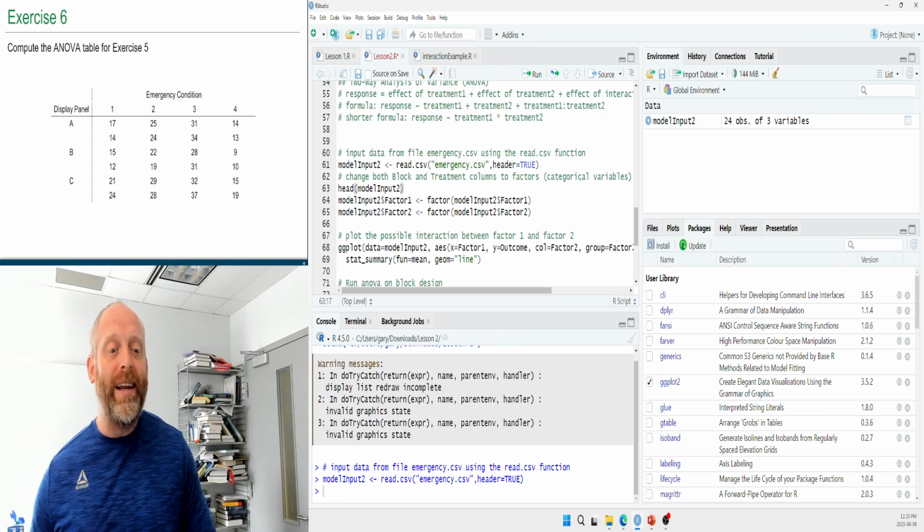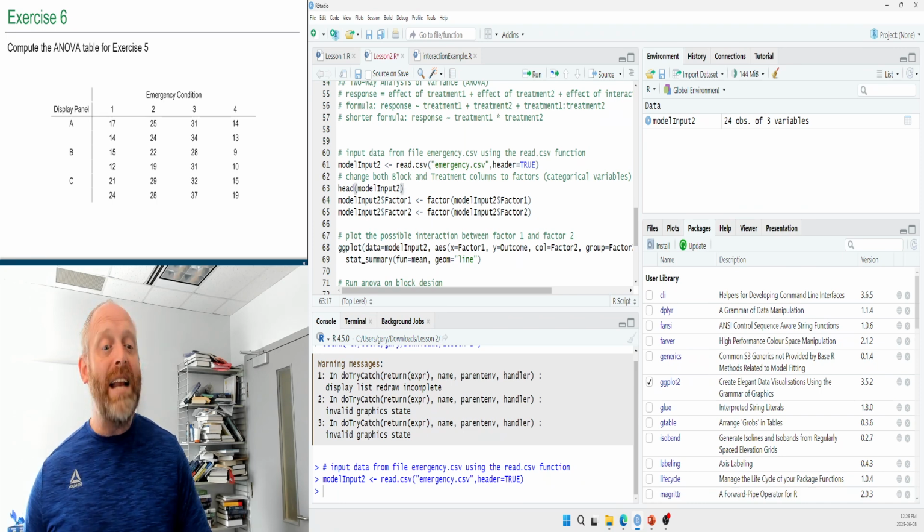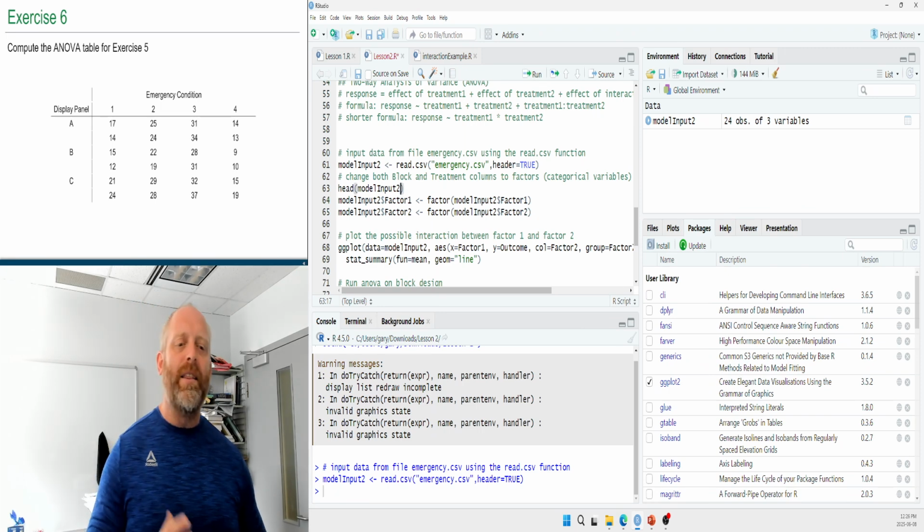Now, I could read out the entire table, and how I would do that is just calling the variable name. I can put it in the console, or execute on any one of these lines. I would just type in model input 2. But I don't want all 24 observations. Let's say I wanted the first 6. I could use the head function. There's a head function and a tail function, which will give me the first 6 or the last 6 rows of my data frame.